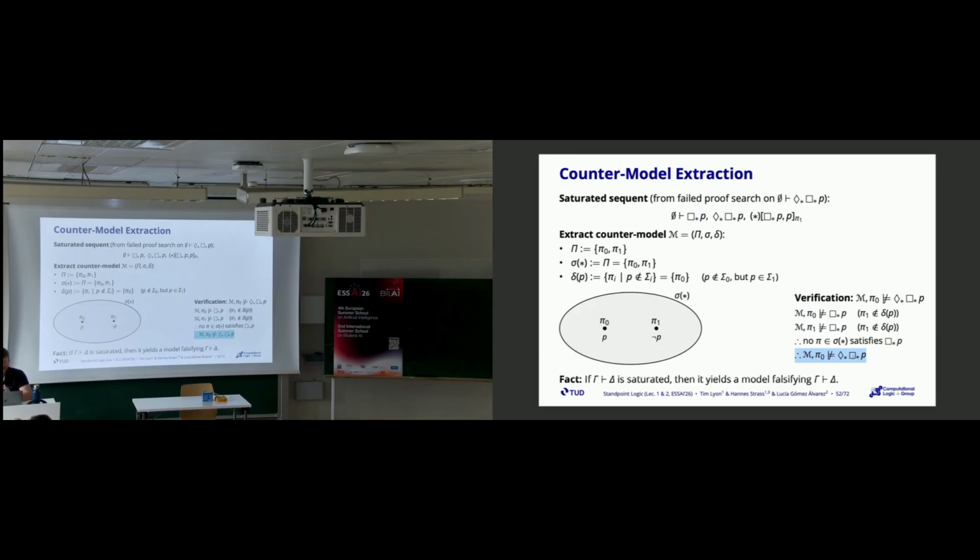So this is really the key idea of proof search. You build a derivation, and if you find a proof, you say, yes, my input's valid. And if you fail to find a proof, you will eventually generate a saturated sequent, which can be turned into a model to falsify your input, meaning that it is invalid.